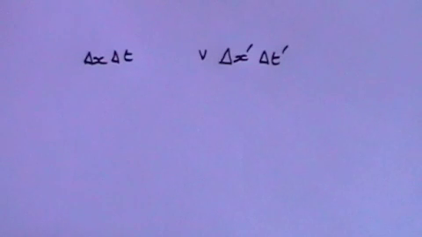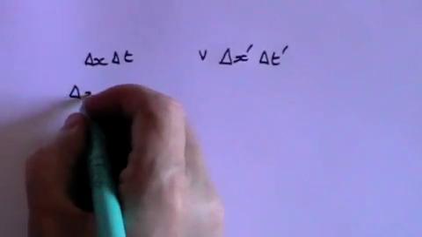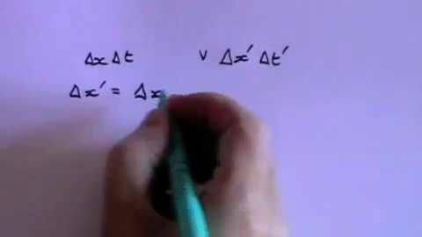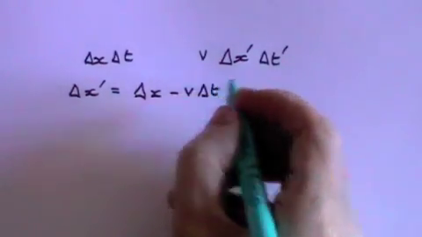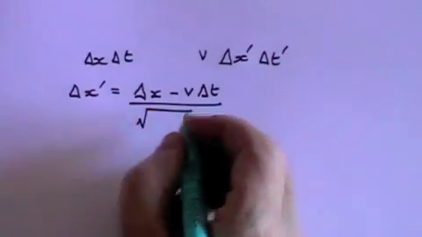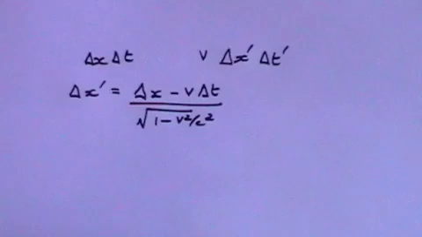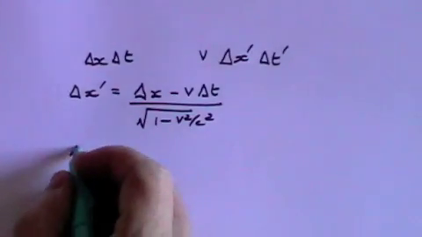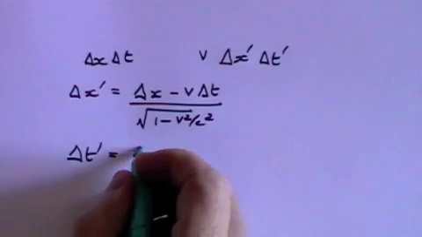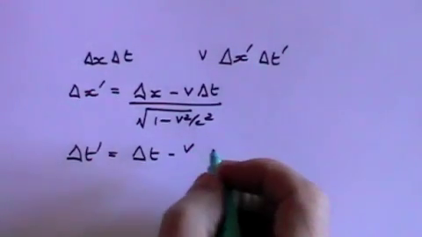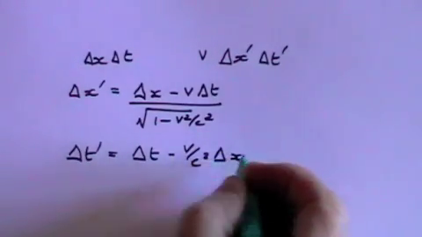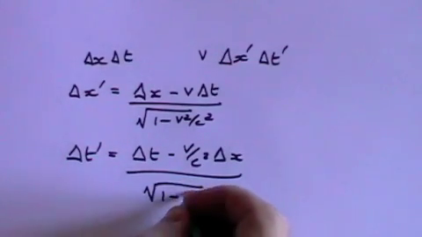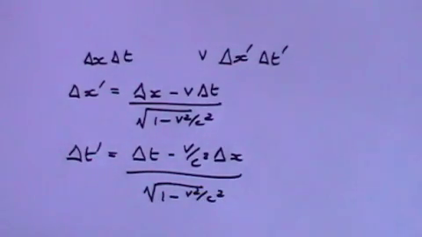But in the videos on special relativity, we found that there is a relationship between these measurements. Delta x prime is equal to delta x minus v, which is the speed of the other observer, times delta t, divided by the square root of 1 minus v squared over c squared. And delta t prime is equal to delta t minus v, the speed of the other observer, divided by c squared, the speed of light, times delta x, divided by the square root of 1 minus v squared over c squared.